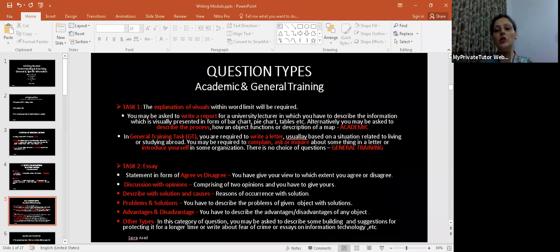Okay, academic and general training question types. I'm just going to focus on those now. Task one, yes, it's going to be from the visuals explanation. You may be asked to write a report for a university lecturer, in which you have to describe the information which is visually presented in the form of a pie chart, or tables, or a bar chart, or you may be asked to write about a process or an object.